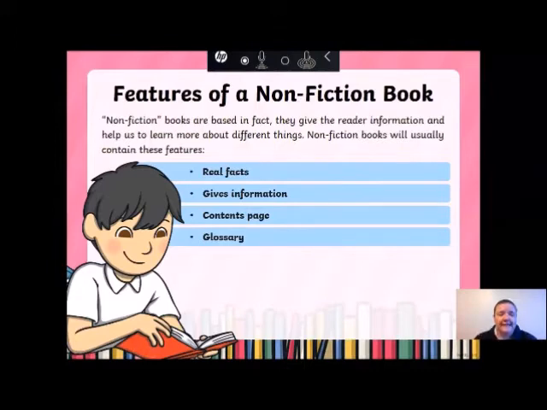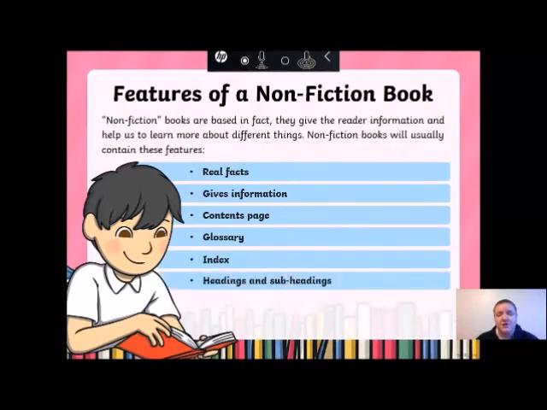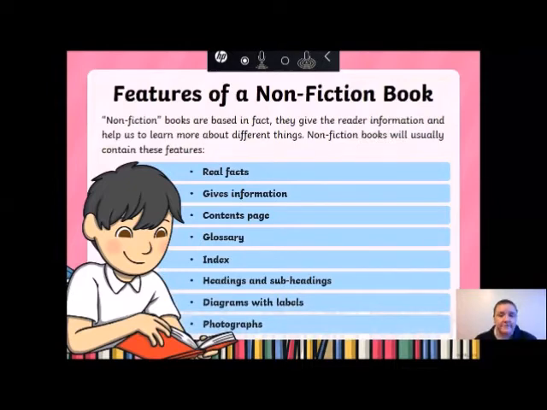Now, a glossary explains any tricky words that you might not understand from the book, so it gives you their definitions. You might also find an index, which is at the back and tends to be in alphabetical order, and you can look up words and it'll tell you what pages those things are mentioned on. You might also find headings and subheadings that tell you what each page is about. And you might find diagrams with labels, or possibly even photographs.